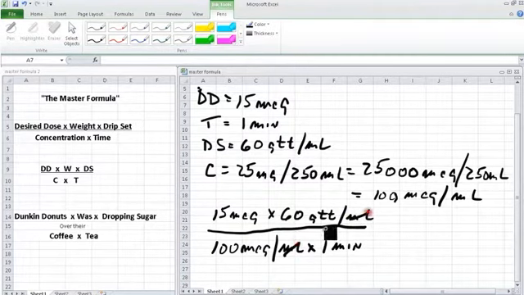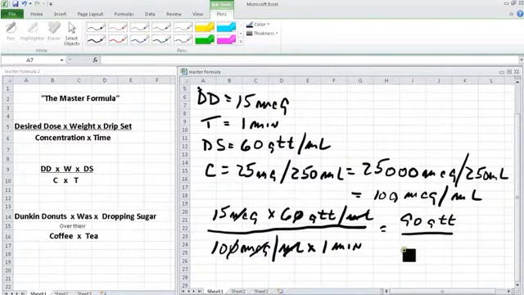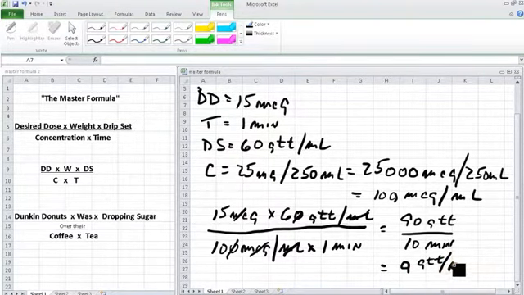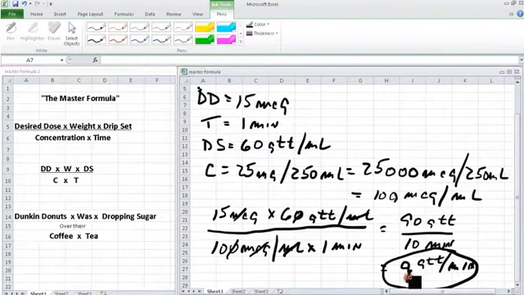Some things cross off. Micrograms. I can cross off a 10 here. I have 6 times 15 is 90 drops over 10 minutes, which is equal to 9 drops per minute. 9 is the answer on that one.